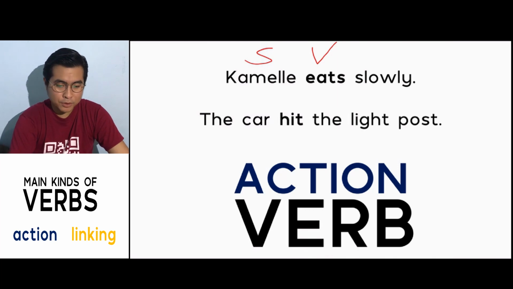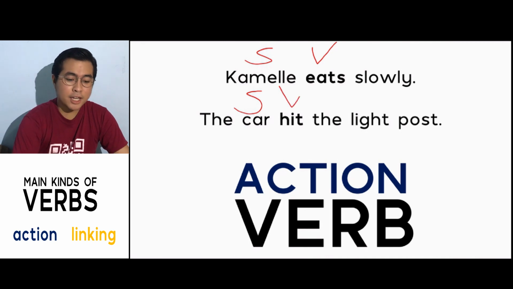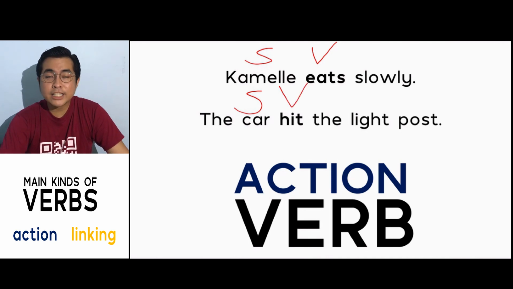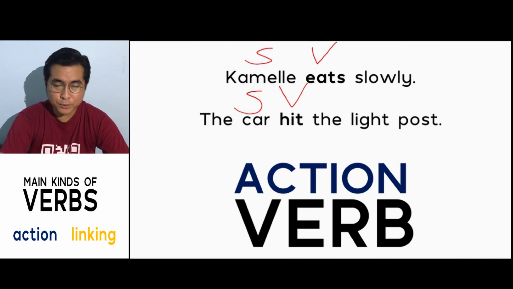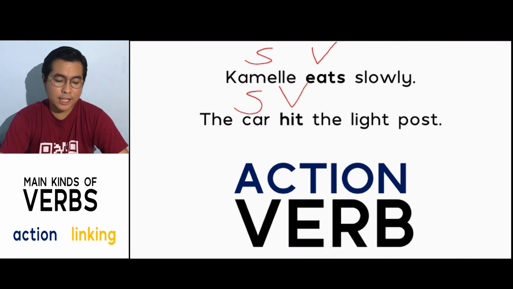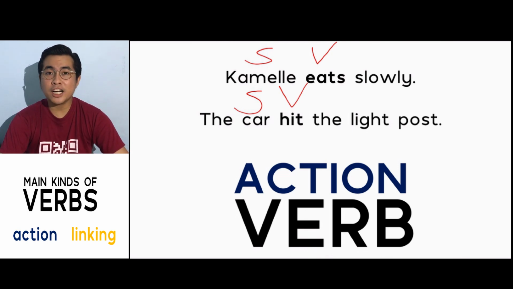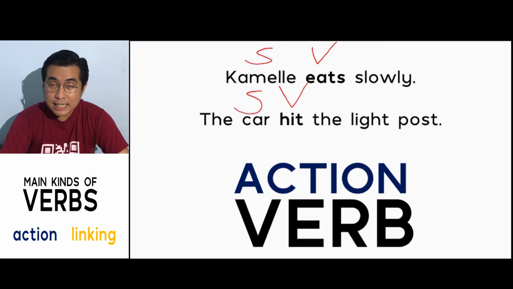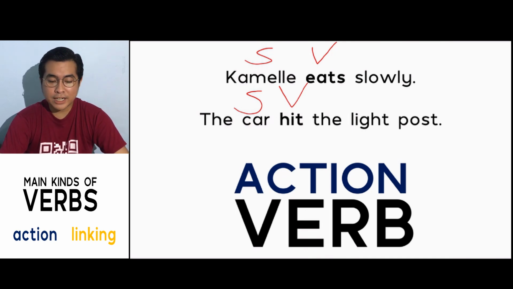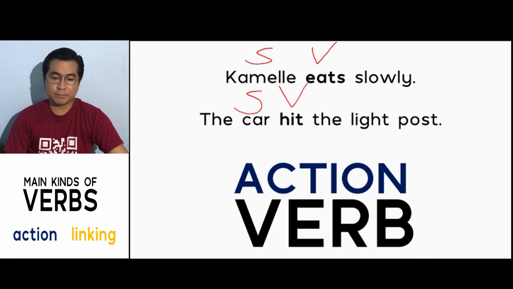And then the other one, The car hit the light post. We have the subject, the car, and then the verb hit. The car did something to the light post, and it hit the light post. So here they are performances or activities, something that you could observe as an action, a motion, that you could see. And that is your action verb.